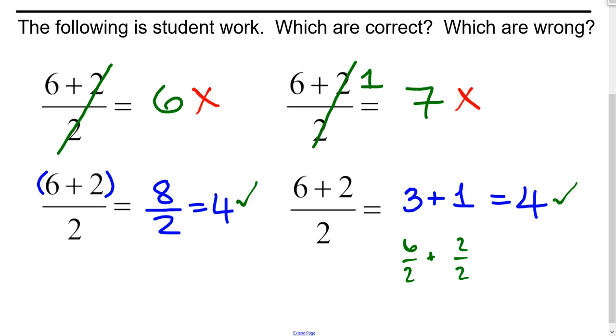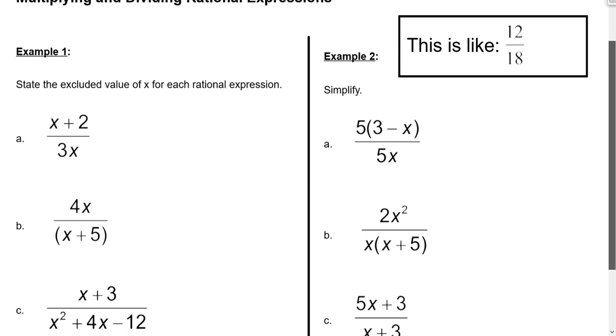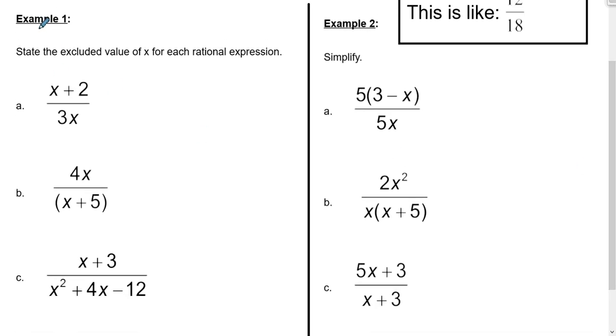All right, so we're going to take a look at some examples of how we can simplify rational expressions, identify excluded values, and we're also later going to take a look at multiplying and dividing, but we're not going to get to that part today. So if we take a look at our little guided note sheets, we have example 1 that has part A, part B, and part C in it. And what it's asking us to do is to state the excluded value of x for each rational expression.